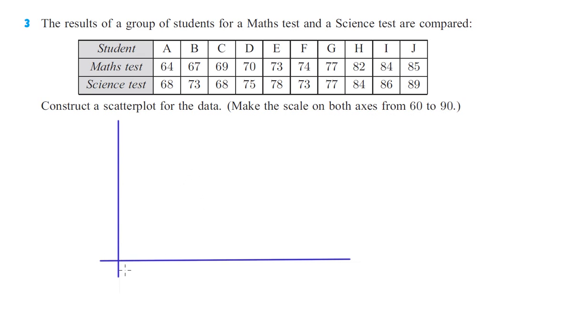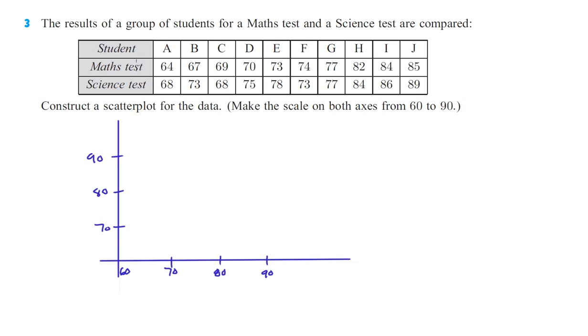So this one here is going to start at, say, 60 here. So let's go, I don't know, 70, 80, 90, and then same thing here. So we've got 60, 70, 80, and 90, and now we're just going to plot all these points.